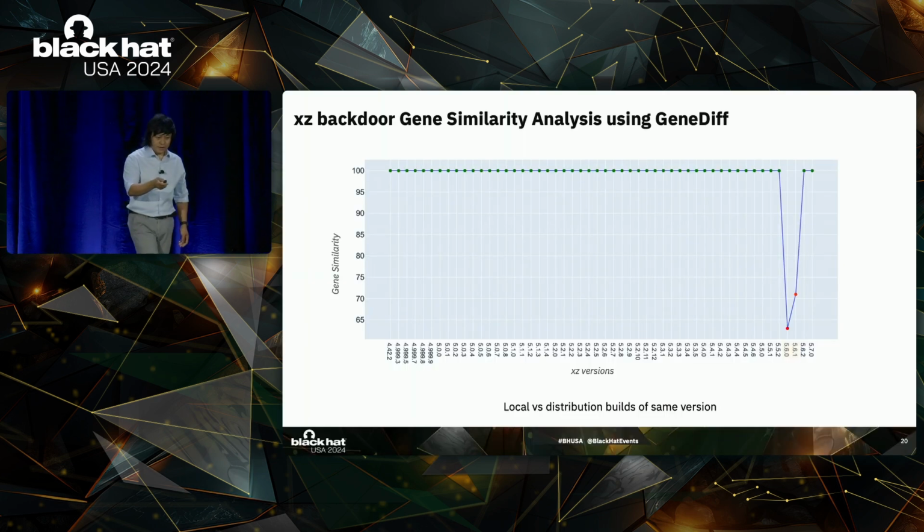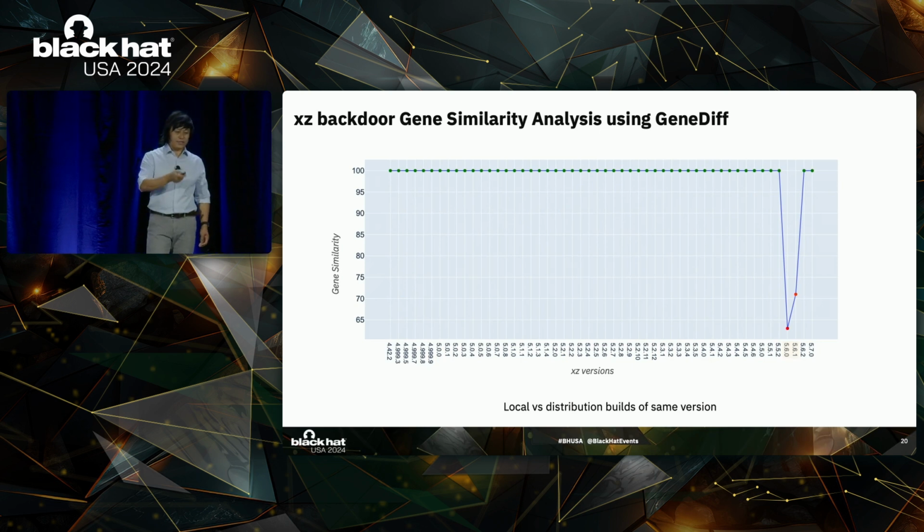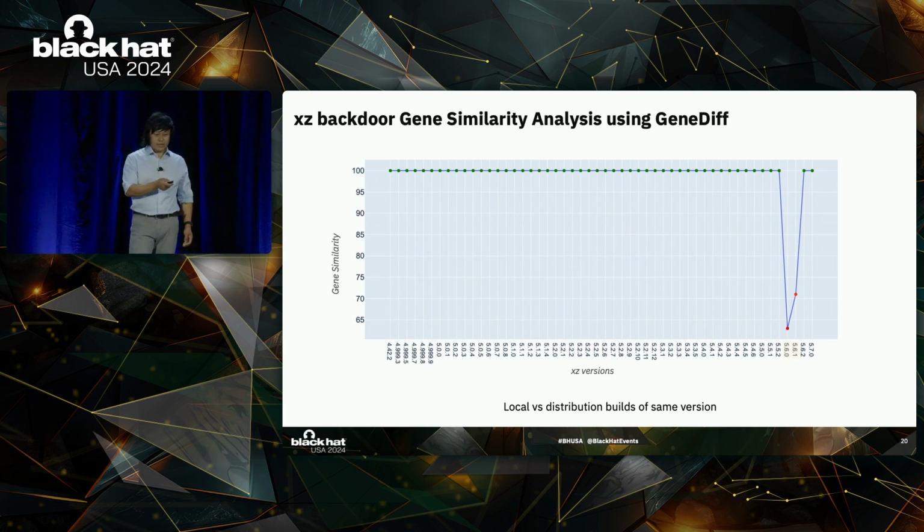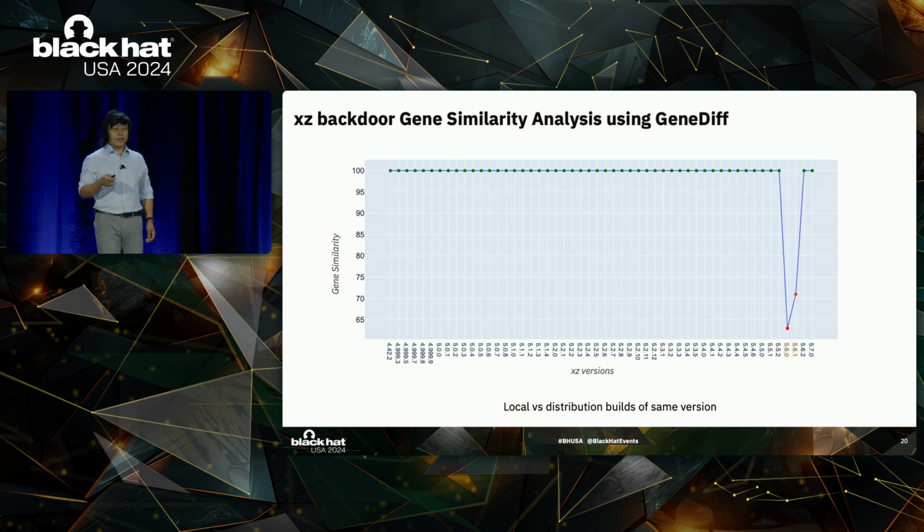And this is the graph. The y-axis is basically the gene similarity, and the x-axis is all the versions that were released for the XZ library. And as we expected, they are all 100% in the early part. But suddenly, the version 5.6.0, which is the first version where the backdoor was introduced, we have a very low similarity score. And the other version, 5.6.1, also has a very low similarity. And that was the one we saw in the demo.